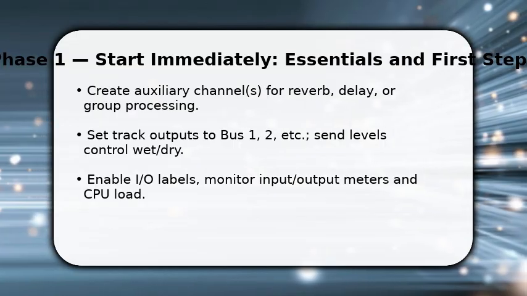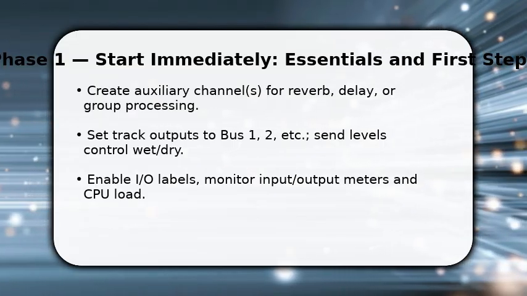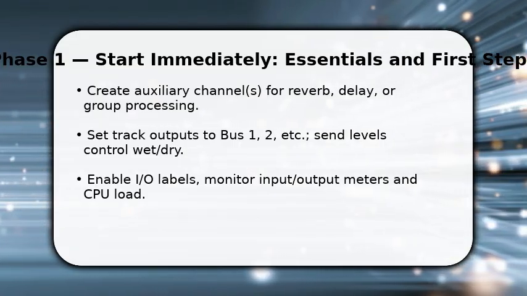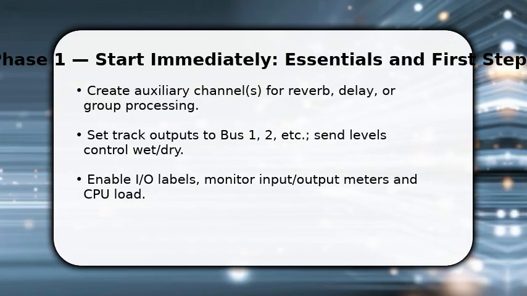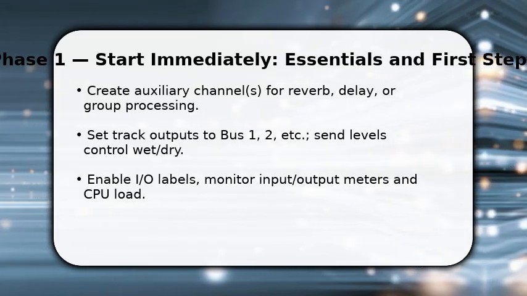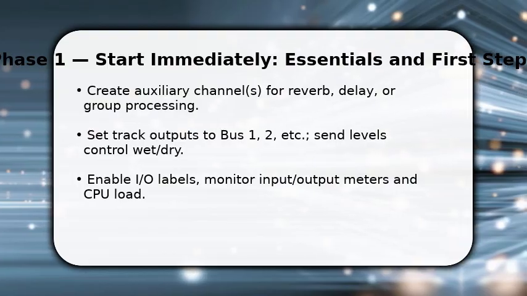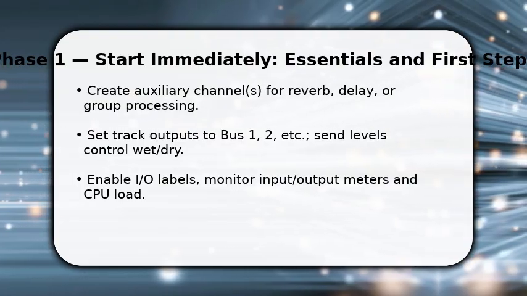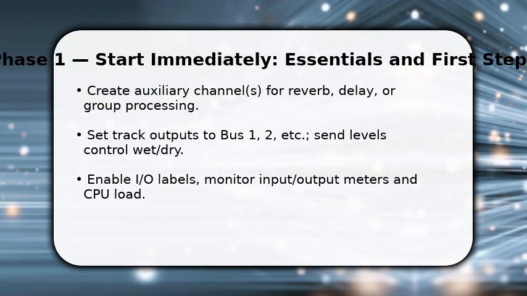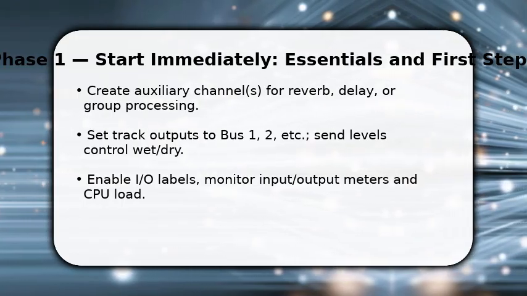You have Logic open with a mix ready. First, add an auxiliary (aux) channel strip, and name it for its role, like reverb or drum submix. Next, on each source track, choose an available bus, bus 1, bus 2, and set the send level to taste, because the bus receives the signal you want to process collectively.